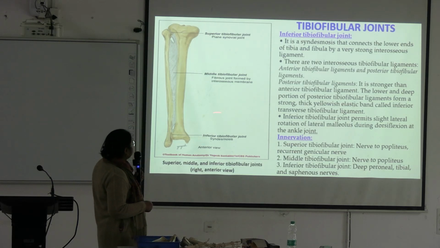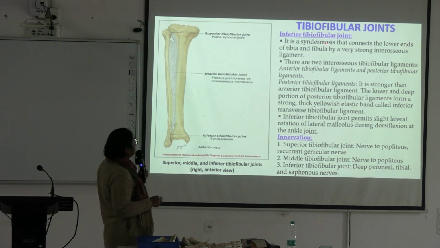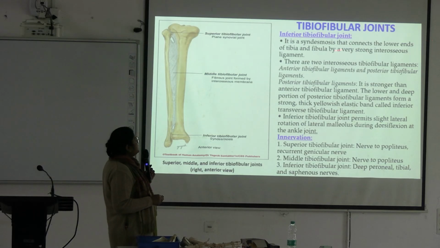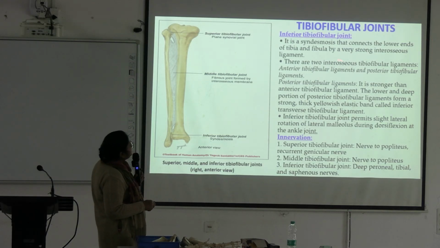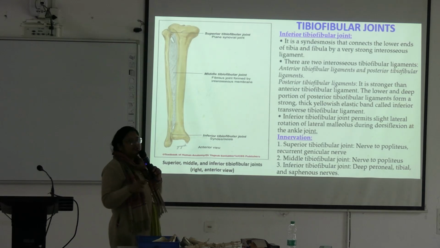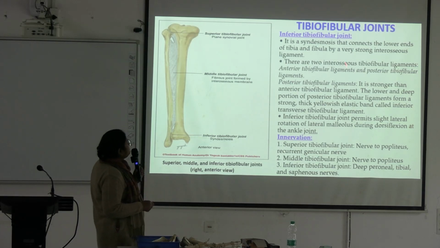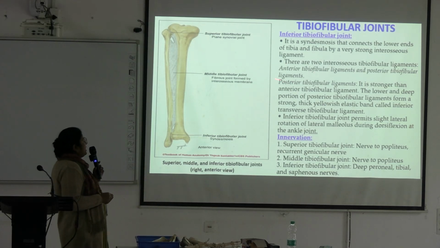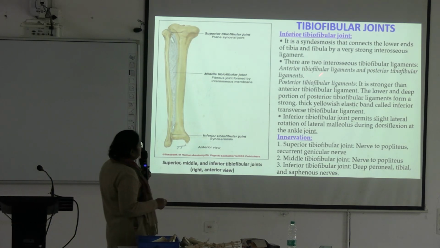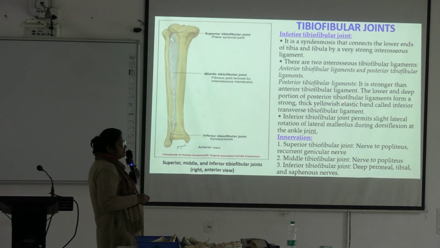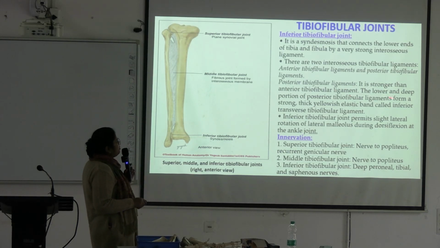Next is the inferior tibiofibular joint. Here is the inferior tibiofibular joint. It is also a syndesmosis. It connects the lower ends of the tibia and fibula by a very strong interosseous ligament. There are two interosseous tibiofibular ligaments, anterior and posterior tibiofibular ligaments. The posterior tibiofibular ligament is stronger than the anterior, and the lower and deep portions of the posterior tibiofibular ligament form a strong, thick, elastic band called the inferior transverse tibiofibular ligament.